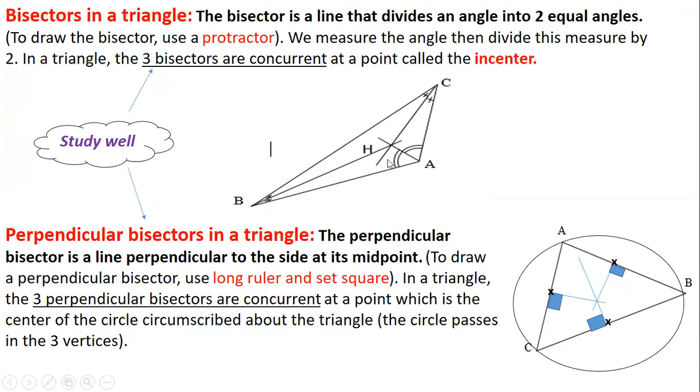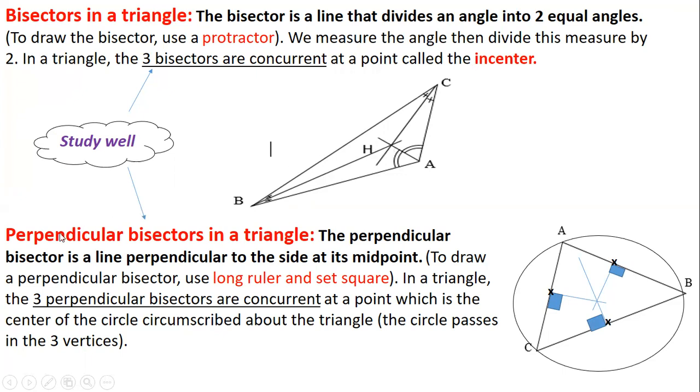Also, after drawing the other 2 bisectors, the 3 bisectors in a triangle are concurrent. Again, what do we mean by the word concurrent? They intersect at the same point, which we call the incenter.